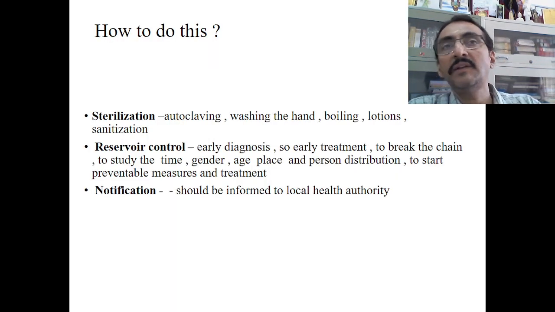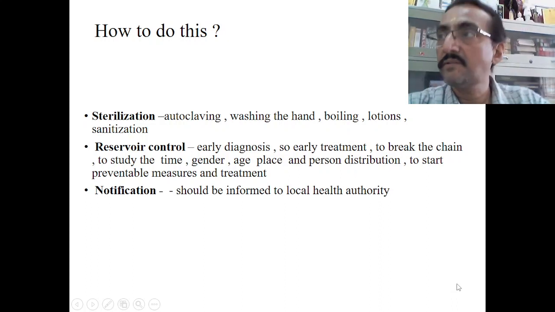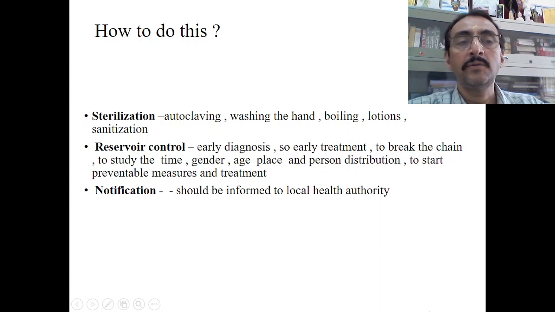So we were discussing infection control in Ayurveda, and in the first class we saw some of the introduction. Today also we will have the content portion of the same, followed by the actual topic of infection control guidelines in Ayurveda. Now sterilization, we know, is one of the important methods for infection control. That means infectious agent control. Sterilization can be achieved by autoclaving, washing the hands, boiling, using antiseptic lotions, sanitization, etc.